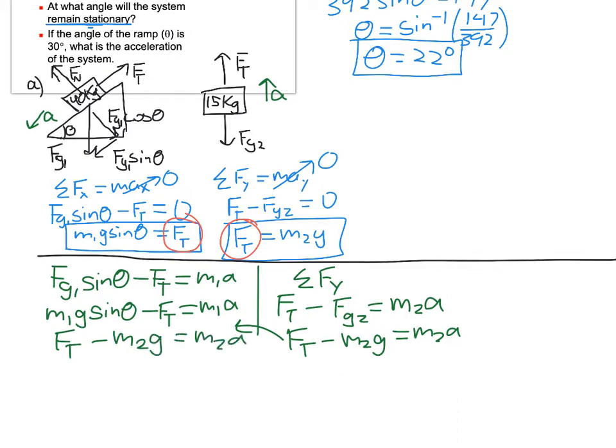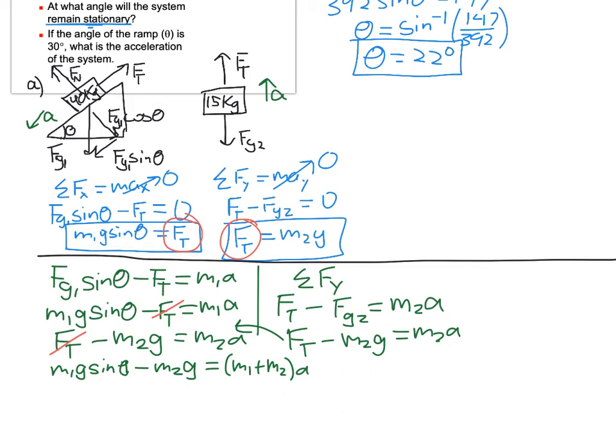And so we see here that those FTs cancel out, and what we end up getting here is m1g sine theta minus m2g equals the total mass of the system, m1 plus m2, times a. And that makes sense because this force here, that m1g sine theta, is really the force driving it down the ramp. This m2g is holding it back, and we end up with the total mass of the system.